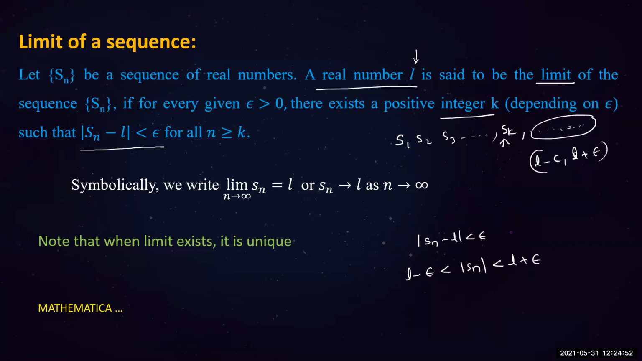Understand what it is? You will get some kth term in the sequence. After this kth term, you will still get so many numbers. If all those numbers, not one or two, if every number after this kth term lies in between L minus epsilon and L plus epsilon, then we say the sequence has a limit, and that limit is exactly L. Symbolically we write: limit n tends to infinity, Sn is equal to L.